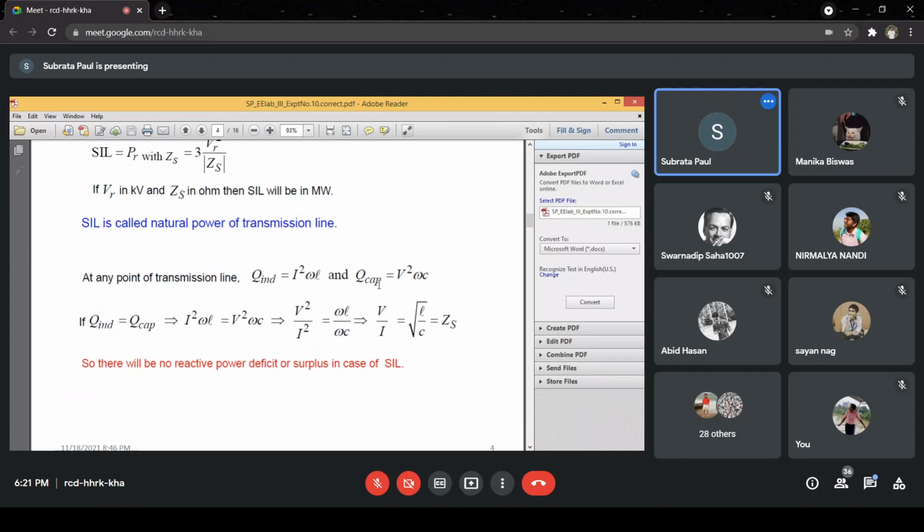Q capacitive, that is the reactive power absorbed by the shunt capacitance, is obviously V square, V being the operating voltage of the line, V square into omega C. If at any condition Q inductive is equal to Q capacitive, that means I square omega L is equal to V square omega C, then from this V square by I square is equal to omega L by omega C, or V by I is equal to root over L by C, which is equal to ZS. What does it indicate?